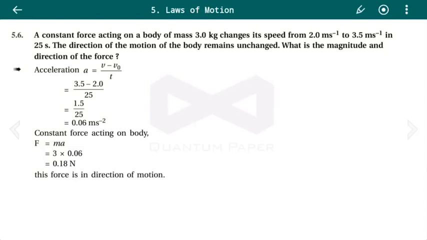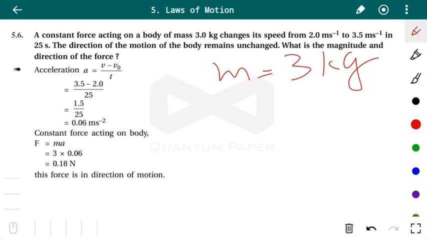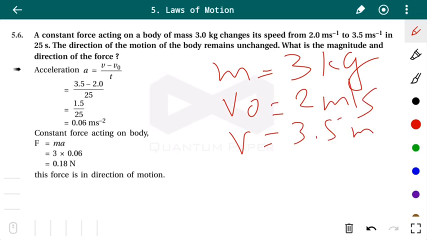Now numerical number 6. A constant force acting on a body of mass 3 kg changes its speed from 2 meter per second to 3.5 meter per second in 25 seconds. So here we are having data, mass that is 3 kg. It changes speed from 2 to 3. That is, initially its speed is 2 meter per second. Final speed, that is 3.5 meter per second. Time, that is 25 seconds. The direction of the motion of the body remains unchanged. What is the magnitude and direction of force?